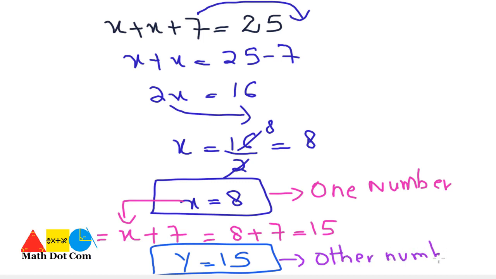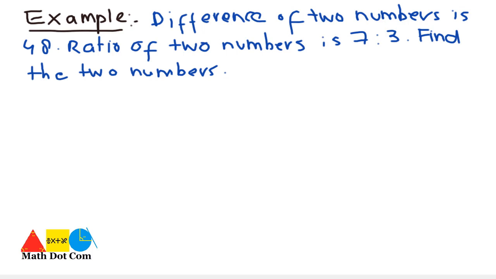Okay, so this is how you can solve a word problem related to linear equations, where you have to formulate a linear equation yourself according to the condition given and then solve it for the unknown. Here we have another example, where the statement is that the difference of two numbers is 48 and the ratio of two numbers is 7:3. Find the two numbers.